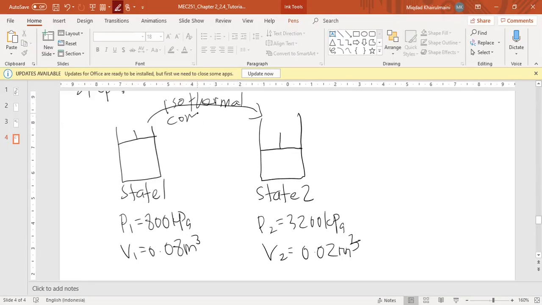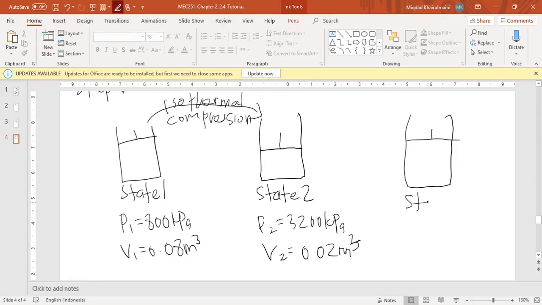Okay, then there's a second process, polytropic expansion. So the state 3 here for the piston should be slightly higher. Don't compare it with state 1, compare it with state 2. Just to illustrate the schematic diagram, understanding that it's an expansion process, the piston cylinder should be higher than state 2.